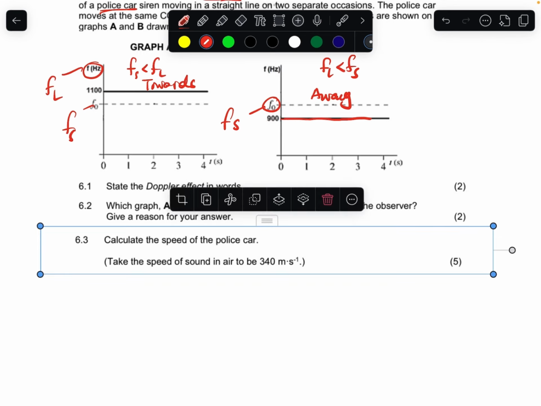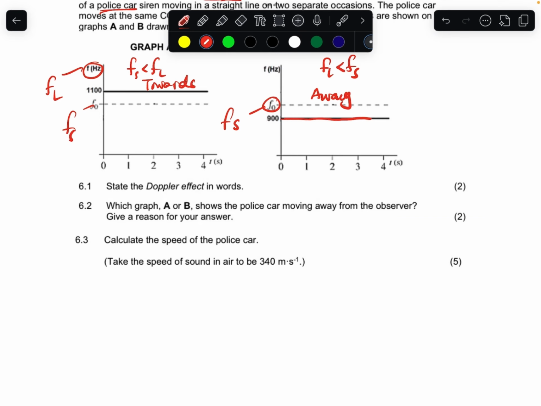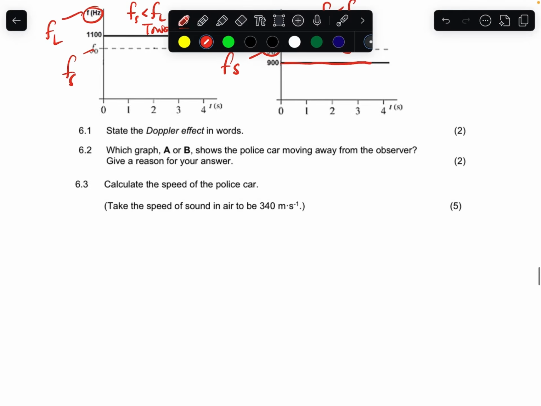Now it says state the Doppler effect in words. Very important, guys, to understand the definition of the Doppler effect. I'm just going to say it, I'm not going to write it, guys. You must memorize the definition. It's worth marks. It says: the change in frequency of the sound detected by the listener because the sound source and the listener have different velocities relative to the medium of propagation. That's the definition, guys. I hope you paused the question and have done the question by yourself before watching this. 6.2.